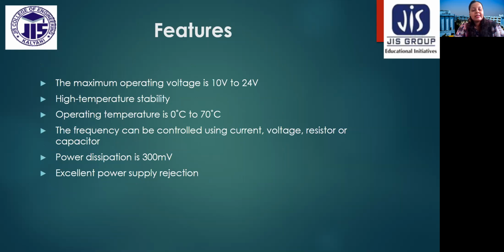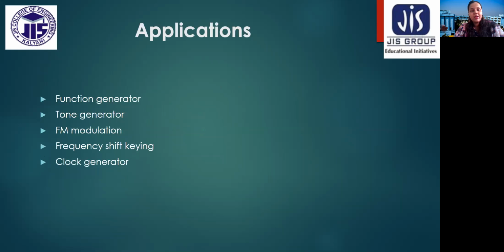Features. The maximum operating voltage is 10 volt to 24 volt. It has high temperature stability. It has an operating temperature range, as I told earlier also. It's a wide temperature range, 0 degree to 70 degree. The frequency can be controlled using current, voltage, resistor or capacitor. So input can be in the form of anything. Power dissipation is 300 milliwatt and excellent power supply rejection.